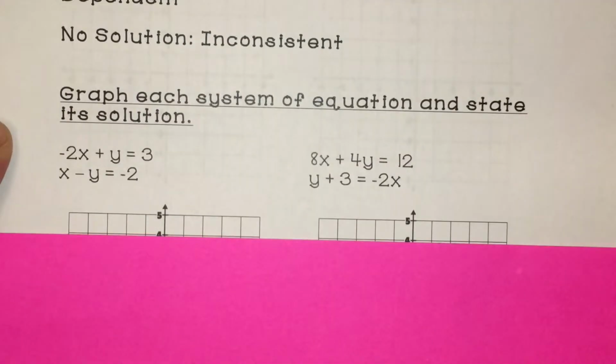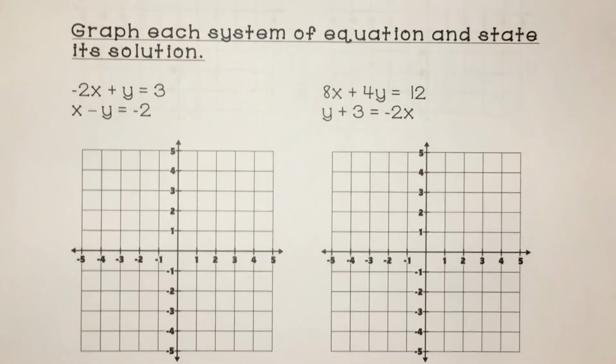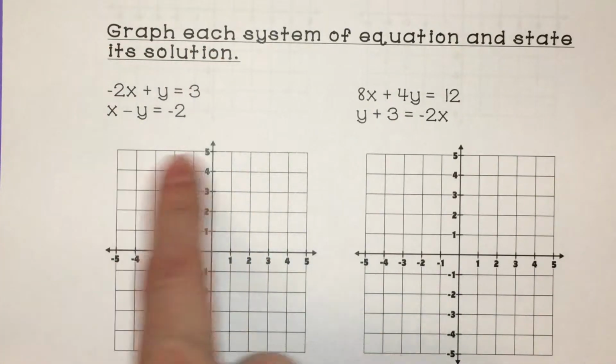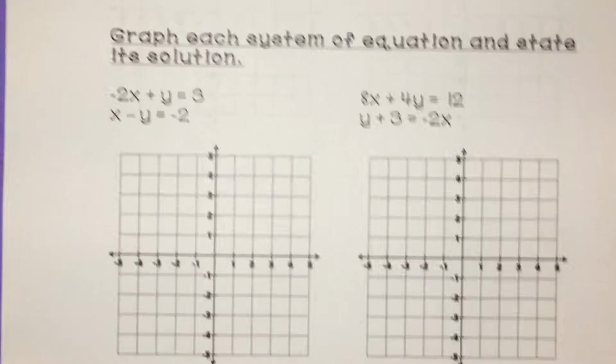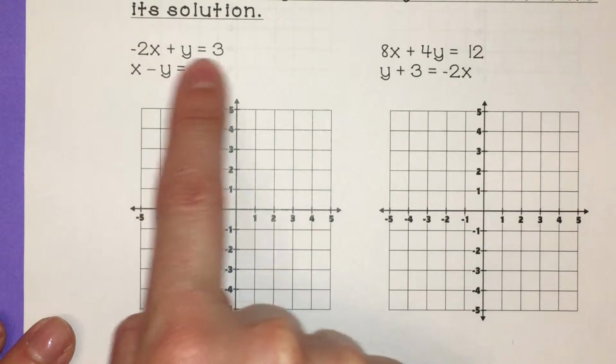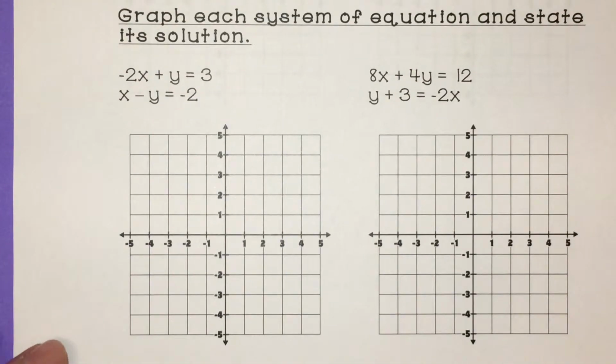All right, so we're going to graph each system of equations and state its solution. So I need to first get these into a user-friendly form where I can graph them. I like to put them in slope-intercept form, y equals mx plus b. That means I need to take my equation and solve for y. Then I can easily graph it.